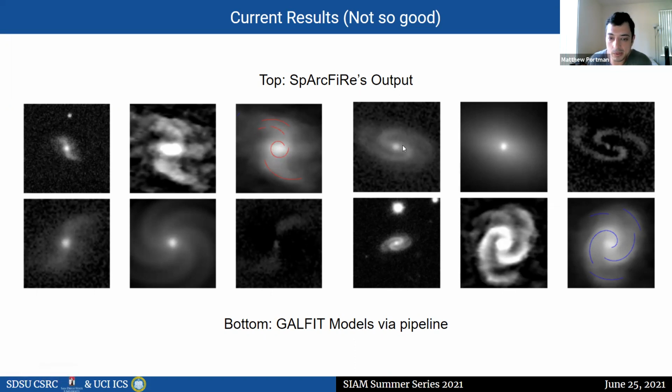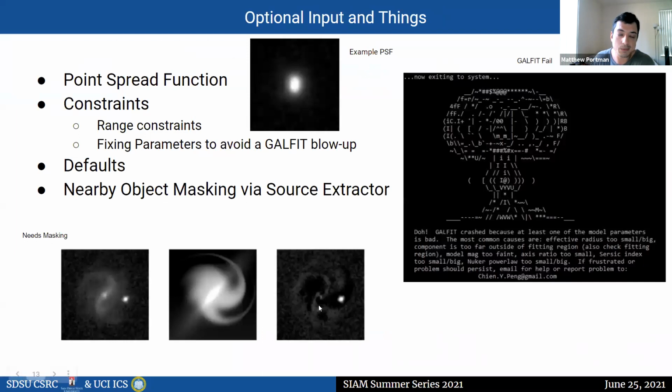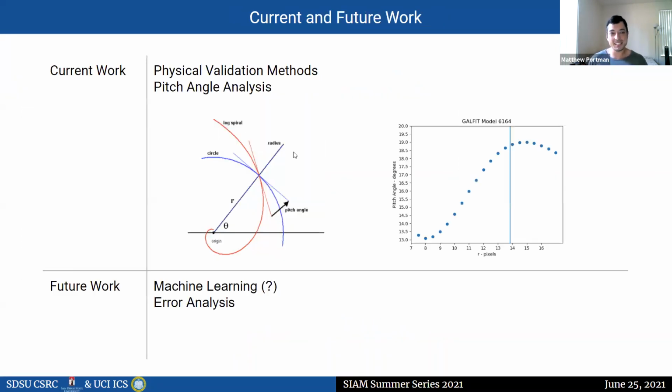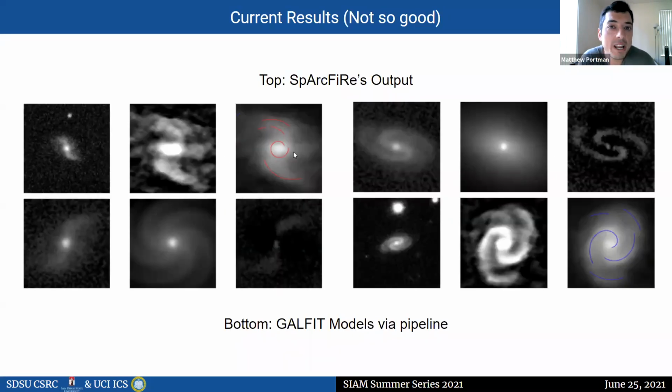And we see something similar in this one. Sparkfire did a pretty good job for the most part, and then GalFit just didn't fit the arms at all. And sometimes we get results like this, sometimes they just go crazy, like this one. So that's kind of where progress is at. We have about a 50% success rate currently, which is definitely not as high as I would like it to be.